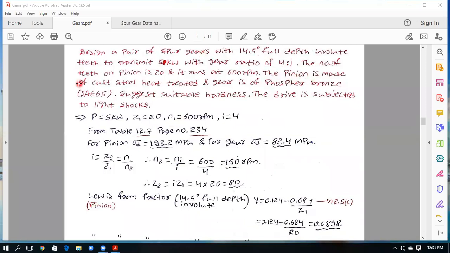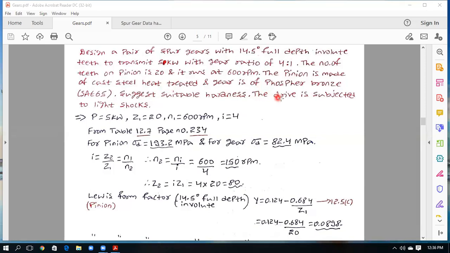The pinion is made up of cast steel heat treated, and the gear is of phosphor bronze, given as SAE 65. These are the materials for the pinion as well as the gear. According to that, from the data handbook table, you need to note down the stress value.